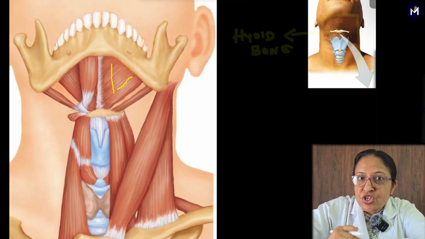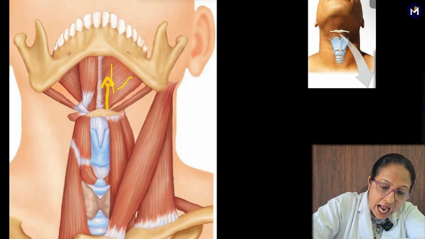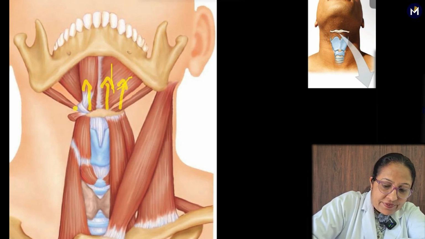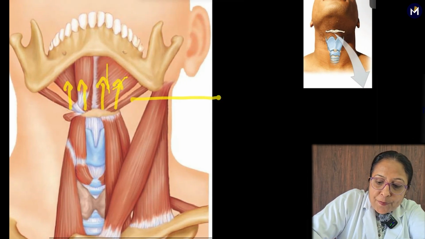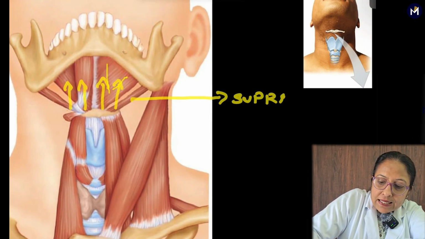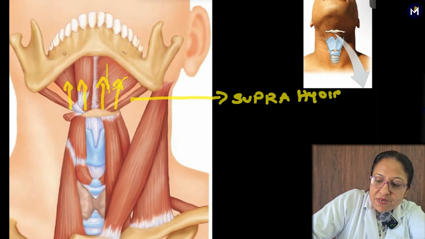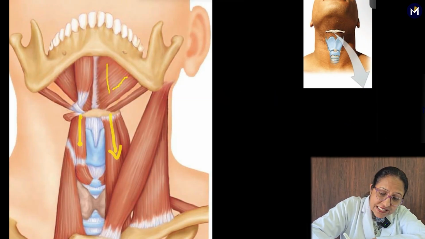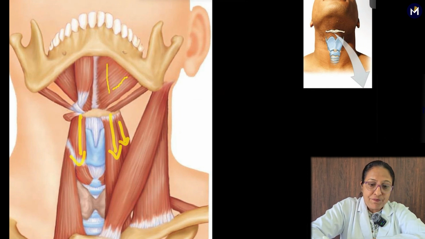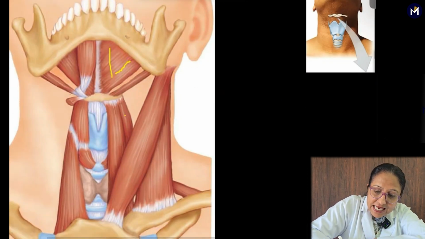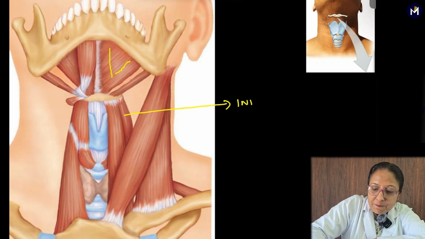The muscles which are present above the hyoid bone are called suprahyoid muscles. These are the muscles which will pull the hyoid bone and in turn the larynx when we swallow. On the other hand, the muscles which are present below the hyoid bone are called infrahyoid muscles.